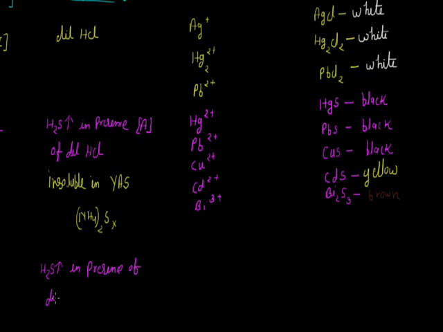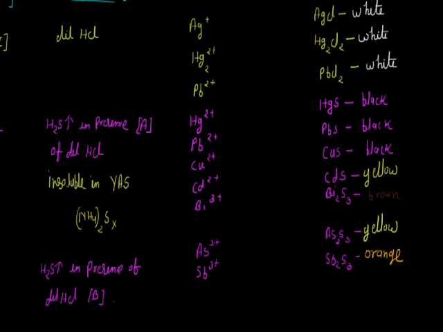In group B, with H2S gas in presence of dilute HCl, the cation placed in this group is arsenic, As3 plus. It forms the PPT arsenic sulfide, As2S3, and the color of this PPT is yellow. Now the second radical of this second B group is antimony, Sb plus 3, and it forms the PPT Sb2S3, and its color is orange.